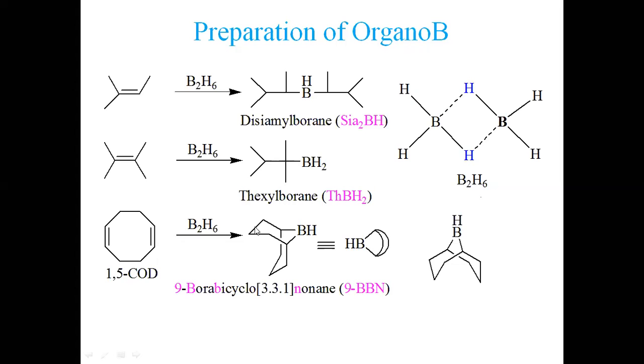You see, this is one chair conformation. Look at here, this is one chair conformation, boron is bonded. And this is another chair. You see this one, this is another chair conformation. So there are two chairs present in this case, and boron is present on the top. This is a bicyclic system.